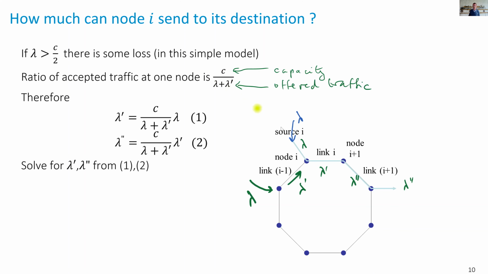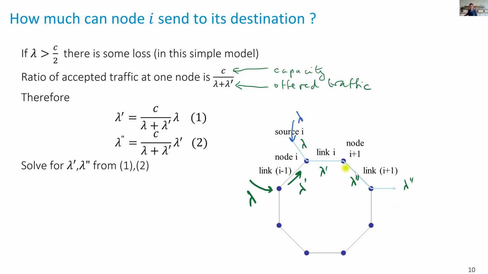We can compute the ratio on the link of the capacity of the link and the offered traffic. The offered traffic is the source lambda, but also what remains of the source at the previous hop. So I call lambda prime the fraction of traffic that is accepted, which by symmetry is the same everywhere. So what wants to go in this link is the fresh traffic lambda, and the transit traffic lambda prime. So the ratio of accepted traffic is this one, which means that lambda prime is equal to lambda multiplied by this ratio. That gives me this equality here.